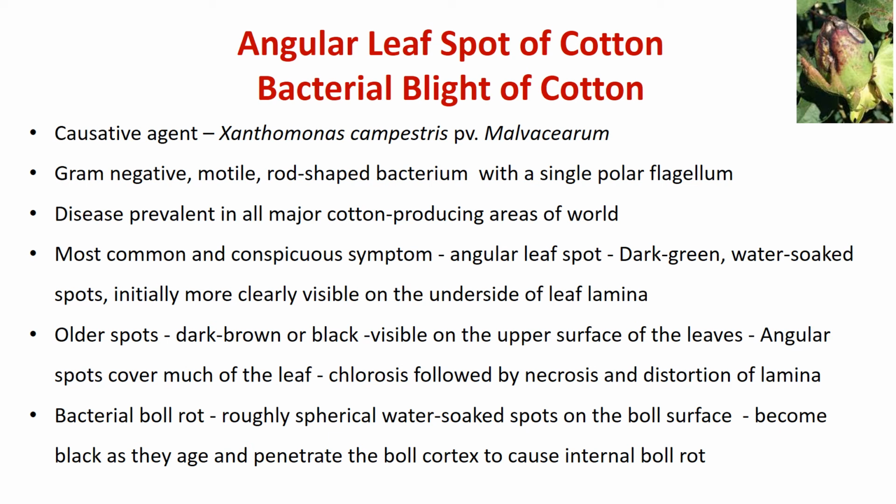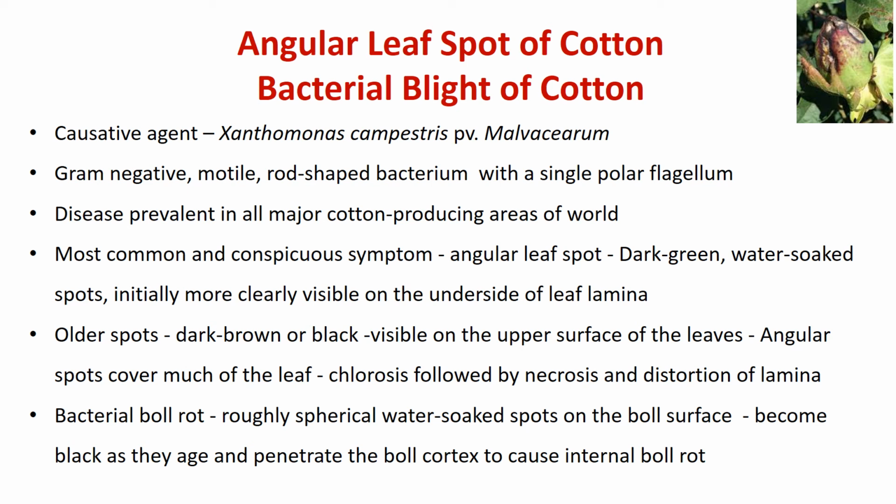The most common and conspicuous symptom of this particular disease is the formation of angular leaf spot. These are generally dark green, water-soaked spots, initially more clearly visible on the underside of the leaf lamina. The older spots will become dark brown or black in color and are visible on the upper side of the leaves as well. The angular spots will cover much of the leaf surface. There will be chlorosis followed by necrosis and distortion of the leaf lamina.